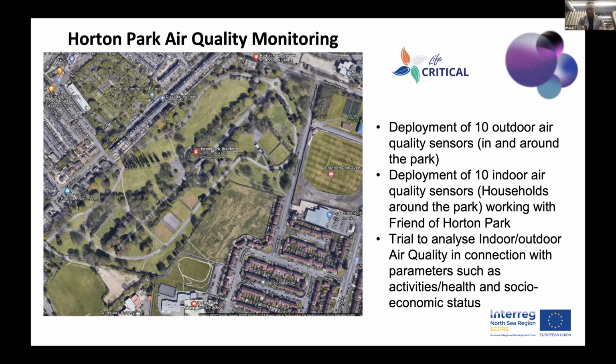And we're conducting a study to look at these parameters, but also what activities make a difference in terms of indoor and outdoor air quality. And also what impact it has on health and so on.